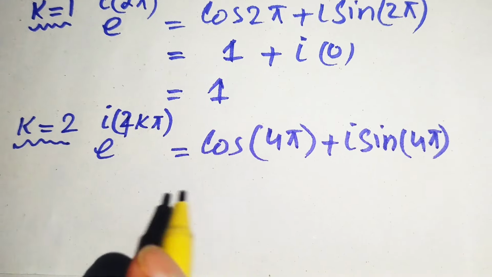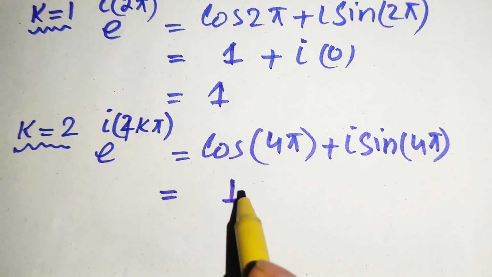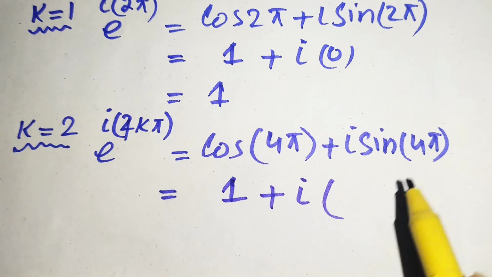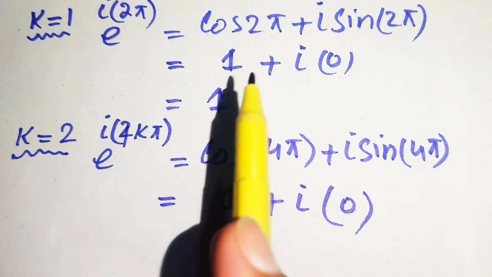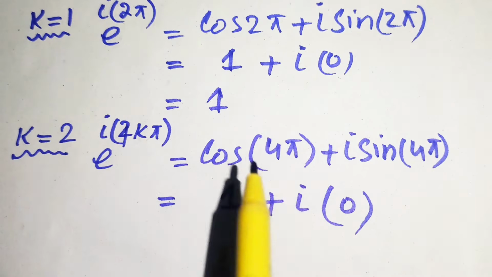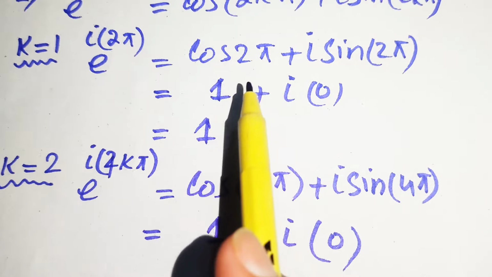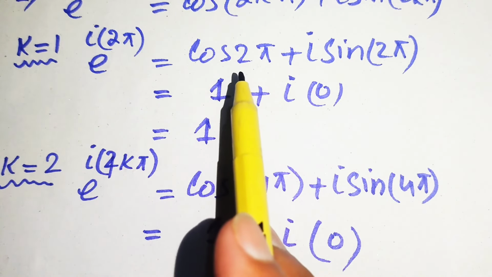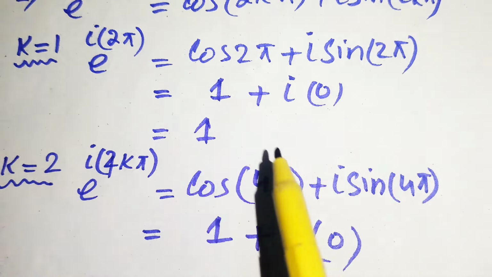Now we need a little bit of simplification here. We know that the value of cos 4 pi is equal to 1, plus iota, and the value of sine 4 pi is 0, because the value of cos of pi multiplied by an even number is positive 1. So 2 is an even number and 4 is also an even number, so this gives us positive 1. If we multiply pi by an odd number, it gives us negative 1. So these are even numbers, and here we get positive 1.